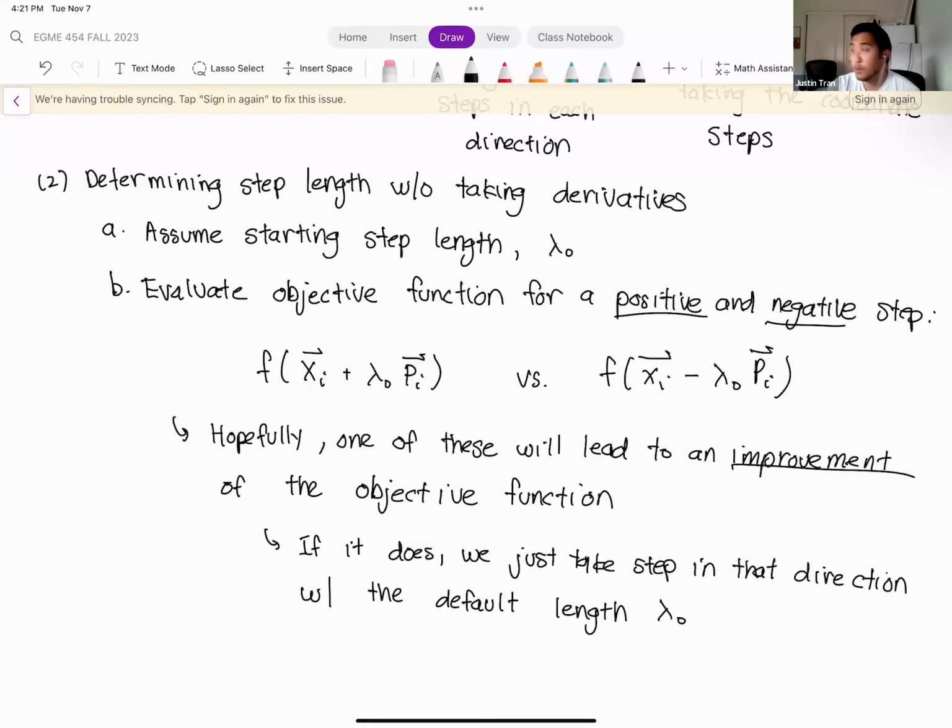Right. And so if one of these leads to improvement, we just take that step, and then we just move on from there. We may have a situation where maybe if we took a longer step, we'd see a bigger improvement. But we're going to hope that we pick that up in the later iterations. If we don't see an improvement, and we get a situation where neither the positive nor the negative step leads to an improvement of the objective function, then more often than not, it's because our step length is too large.